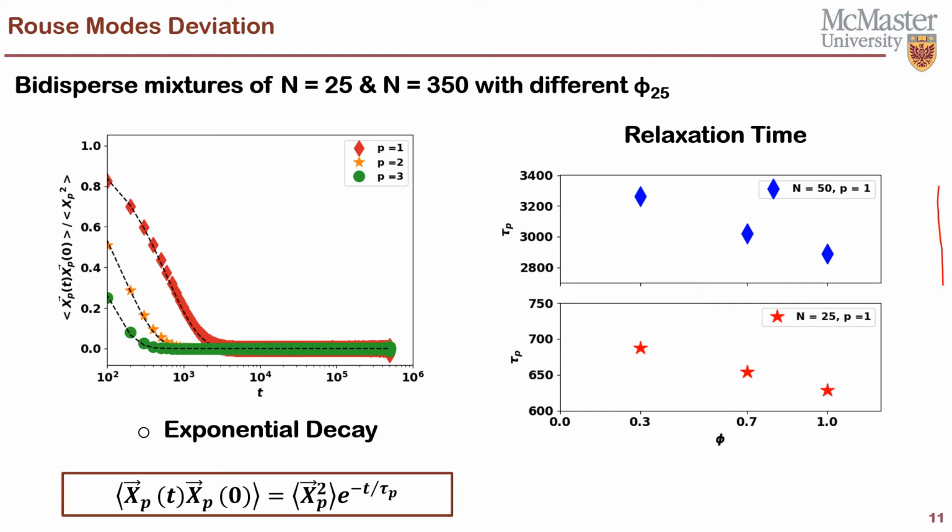fraction, and it also shows that as the concentration of the shorter chains increases, the relaxation time also decreases, further confirming the results we obtained from the mean square displacement analysis that the longer chains just hinder the dynamics of the shorter chains.